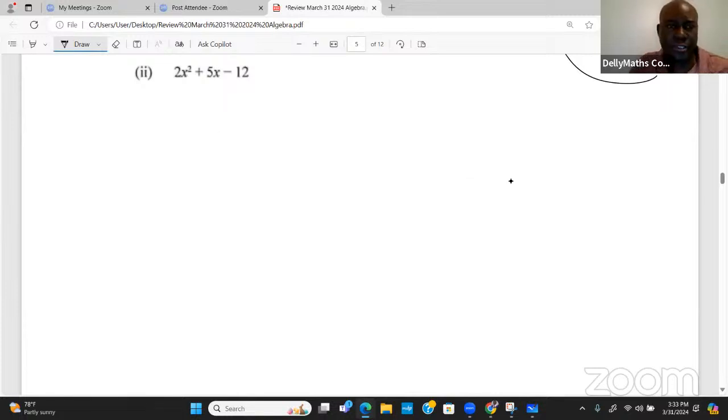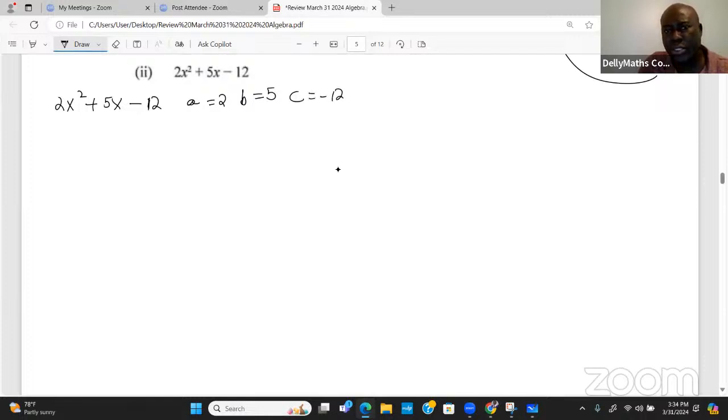For this other question here, we're looking at factorizing 2x squared plus 5x minus 12. Whenever I'm factorizing, I would always say to us, listen, take a look if there is anything that is common for all your terms first. That's your first move. So there's nothing in common, which means that I'm going to have to identify my A, which is 2, my B, which is 5, and my C, which is negative 12.